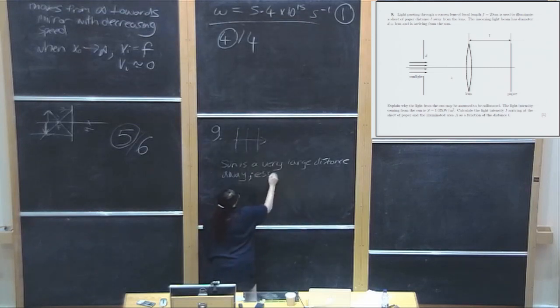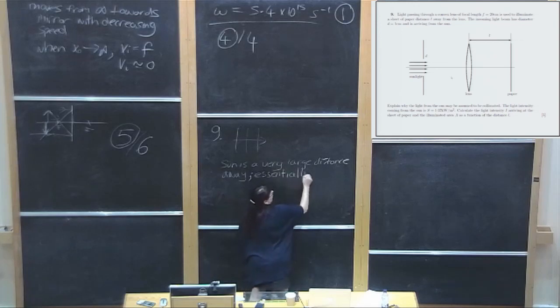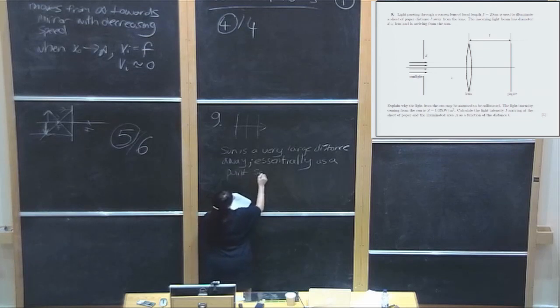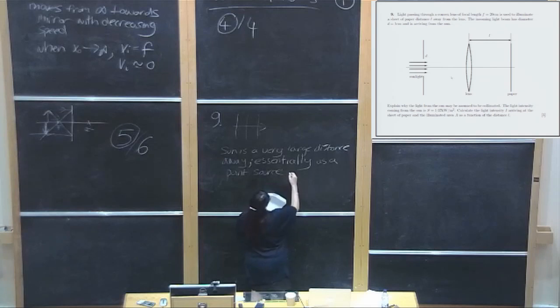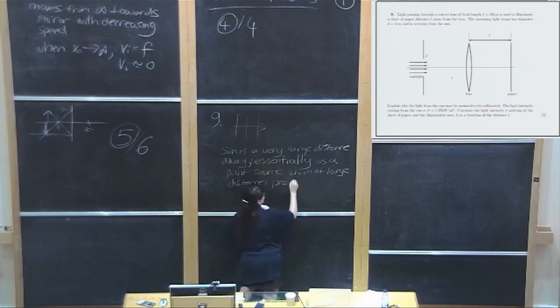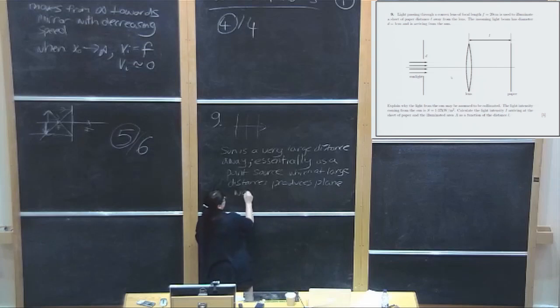This isn't really quite right, because the sun is actually quite close to us compared to other stars, right? But we're treating it essentially as a point source. At least as far as this problem goes, we're going to treat it as a point source, which at large distances produces plane waves. And that is exactly the collimated beam that we're talking about. Okay.